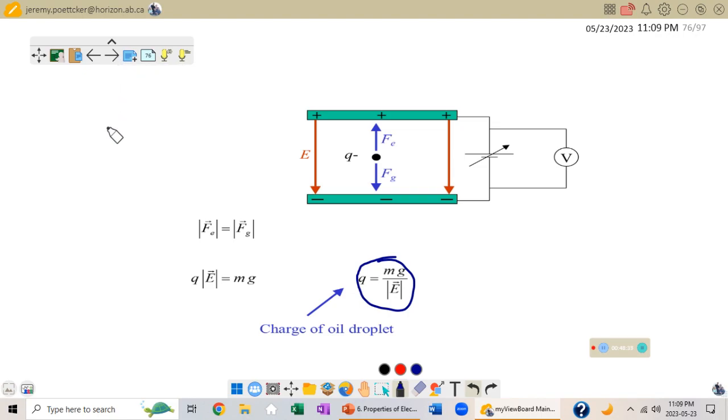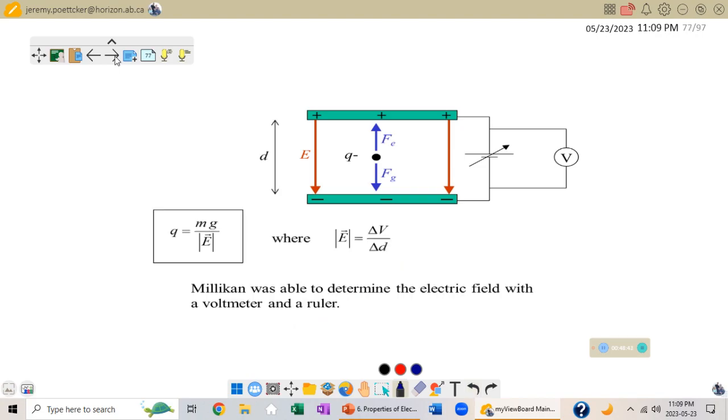Now, this does not immediately get us to the charge of the electron. If you remember what Millikan did, right? So, okay. E is equal to V over d. He was able to determine the electric field with a voltmeter and a ruler. Right? If we know the voltage, we know the distance, we can figure out the electric field. Lovely.